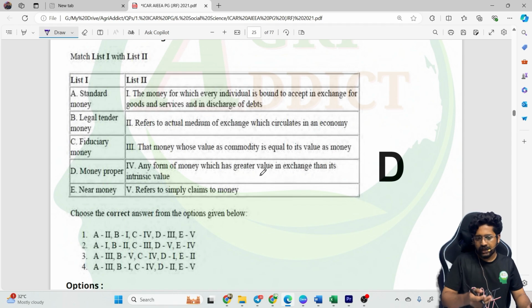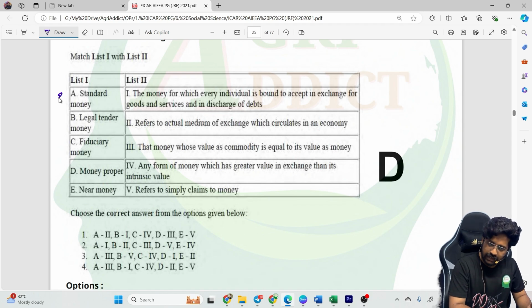currency. So in the case of token money, what happens actually, the intrinsic value will be much lower than that of the face value, just as in the case of our rupee note. The intrinsic value of the paper will be much lesser, but actually the face value will be much higher, maybe 2000 rupees or 500 rupees. Anyway, the value of the paper won't be that much. So therefore standard money is nothing but that money whose value as a commodity is equal to its value as money, just like in the case of gold coins, right? So therefore the value of the gold coin will be the same as the value of the gold. So therefore the face value will be equal to the intrinsic value. So therefore A can be connected with the third option.